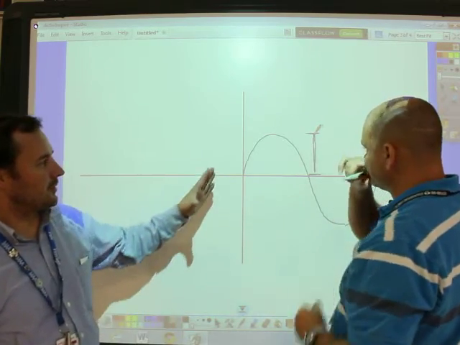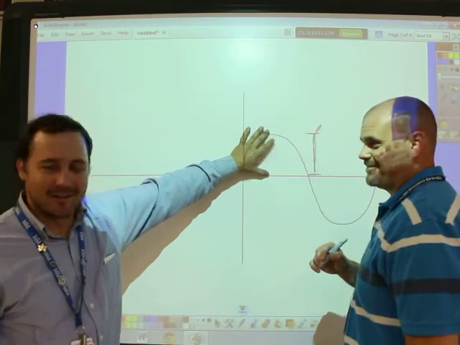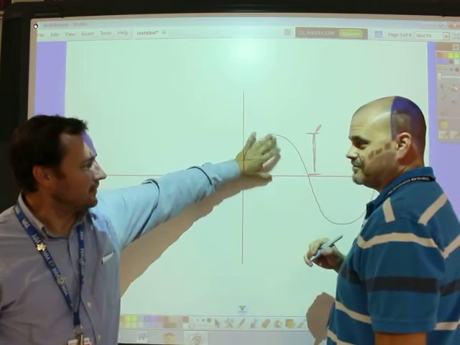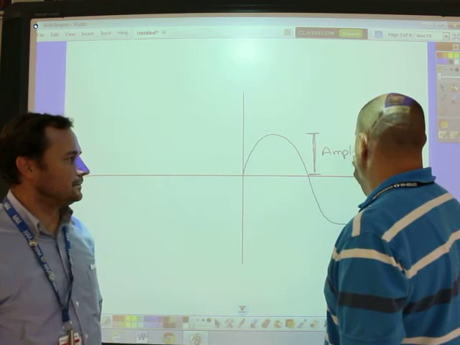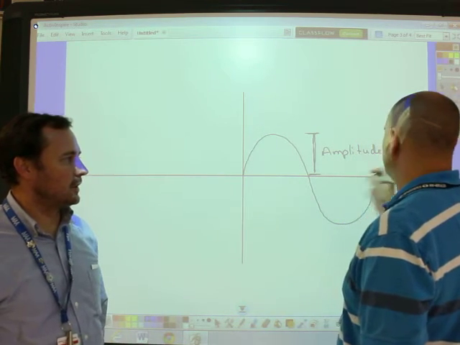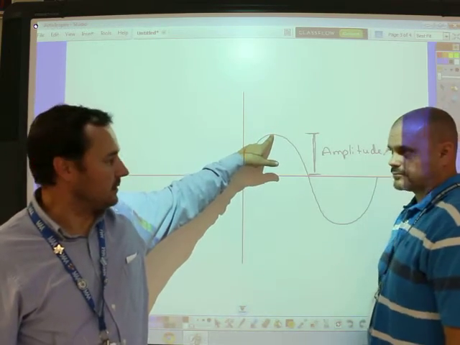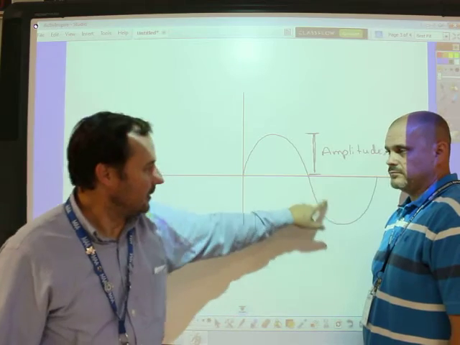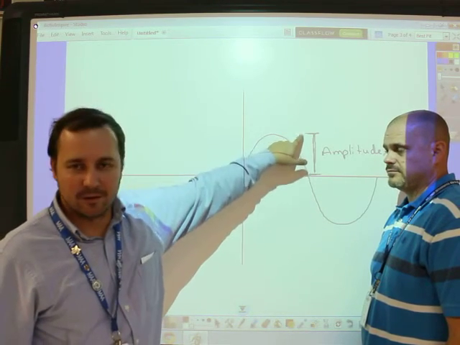Well, I don't know much about oceanography, but in terms of our trig function, we call that the amplitude. The amplitude, A-M-P-L-I-T-U-D-E. No, it's not from the peak to the valley. It's from halfway between to the peak, from the sea level to the top.